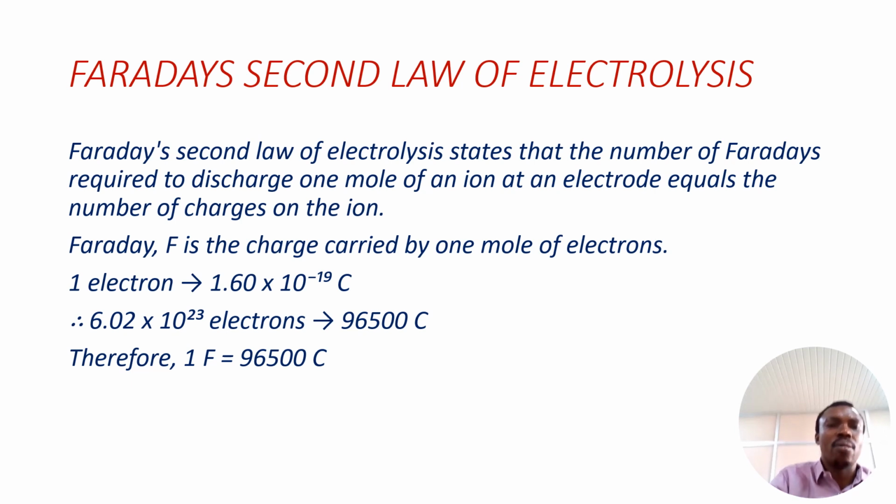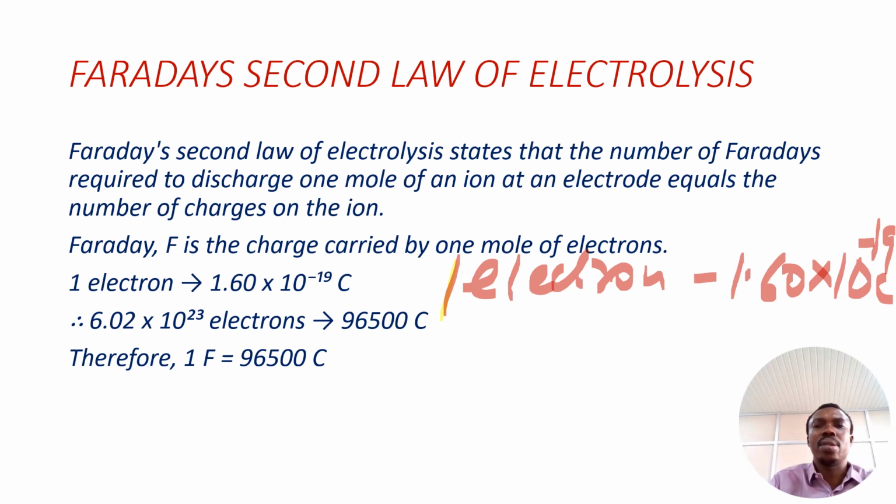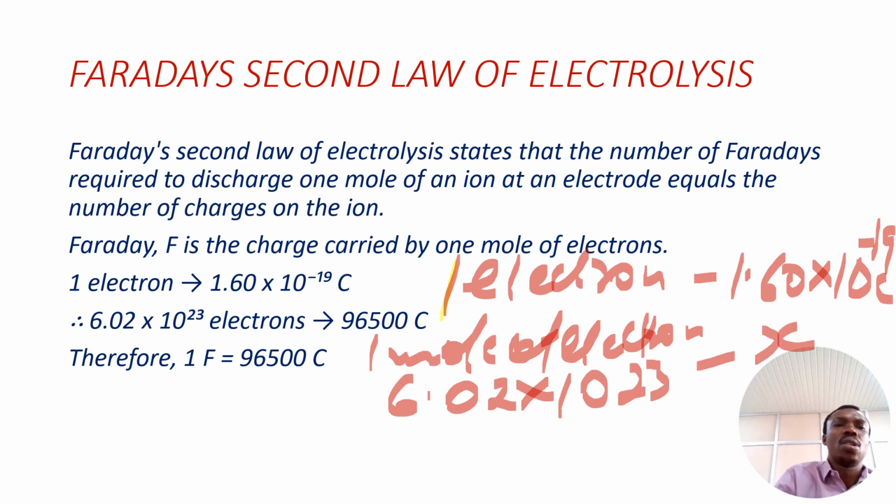Mathematically, one electron gives a charge of 1.60 times 10 raised to the power minus 19 coulomb. If one electron gives a charge of 1.60 times 10 raised to the power minus 19 coulomb, that means 1 mole of electrons, which is equal to 6.02 times 10 raised to the power 23, will give you what coulomb? If you calculate the coulomb, you cross multiply, and mathematically you get what?